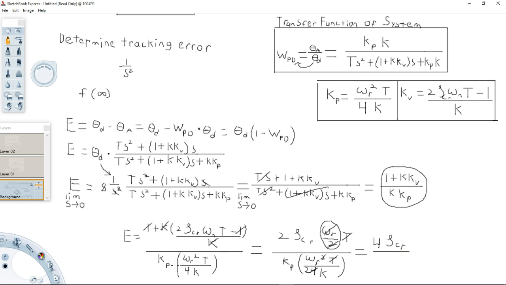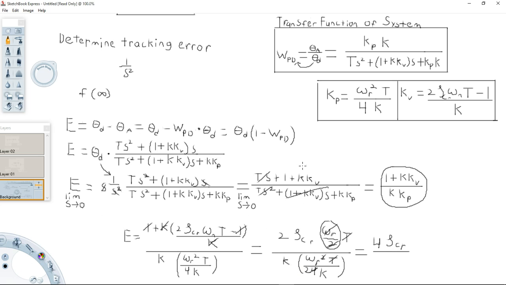I also might have canceled out K instead of KP, but this is supposed to be just K. And this was supposed to be KP because we replaced KP with this value right here. So this originally used to be K times KP, like it was right here. So I replaced KP and I put this there instead. So this would also go away too.